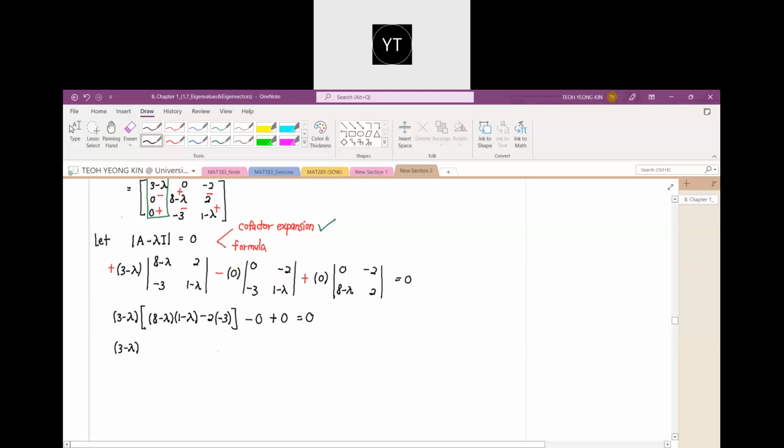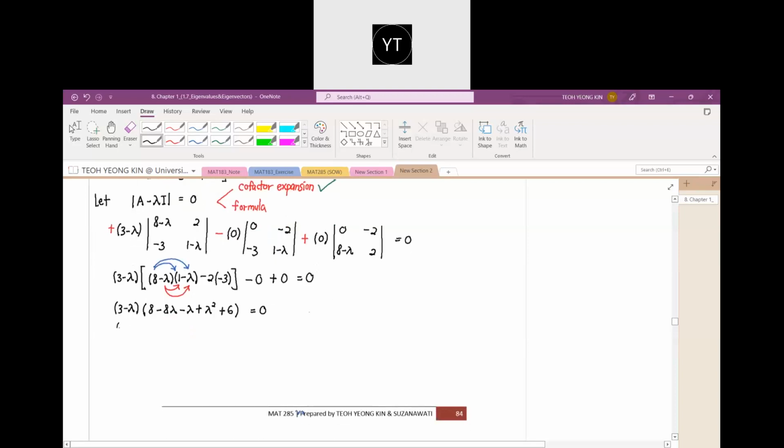So here I try to expand. How are we going to expand for this one? 8 times 1, 8 times negative lambda. After that, negative lambda times 1, negative lambda times negative lambda. So here we will have 8 times 1 is 8. 8 times negative lambda is negative 8 lambda. Negative lambda times 1 is negative lambda. Negative lambda times negative lambda is positive lambda squared. Negative 2 times negative 3 will become positive 6, is equals to 0.